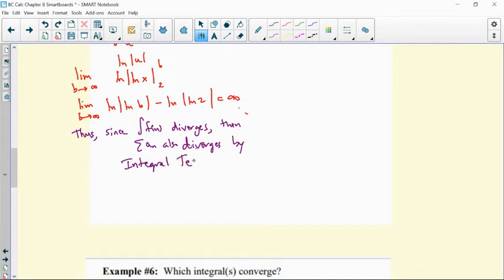So the integral test is our first test that can show both convergence or divergence. Remember, the nth term test can only show divergence. So the behavior of both of them are the same. Since the integral diverged, so would the series.